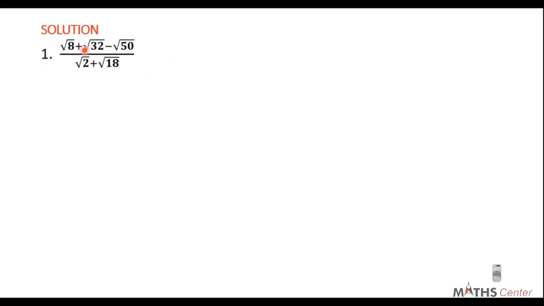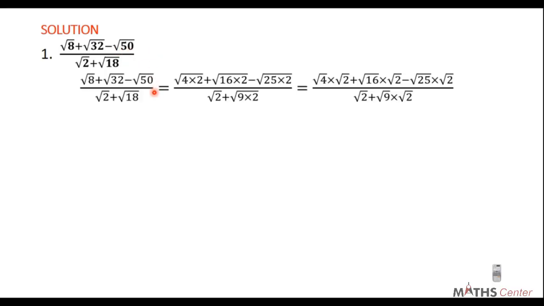So we can see from here that some of them are not in their simplest form. So we reduce those that are not in their simplest form to the simplest form. Now, we have been doing this a lot, and I assume you are conversant with it by now. So we reduce 8. In doing that, you are going to have 4 times 2 for 8. For 32, you are going to have 16 times 2. And for 50, you are going to have 25 times 2. 2 is already in its simplest form, so we don't touch it.